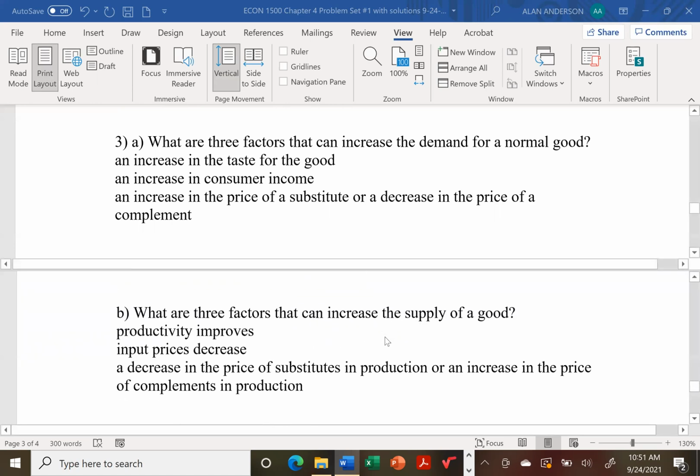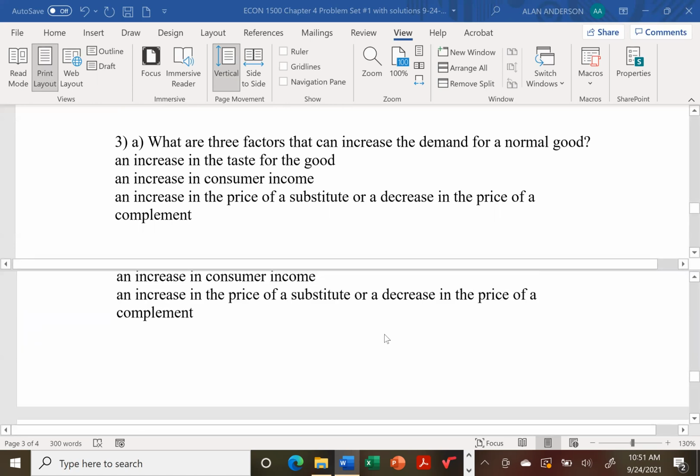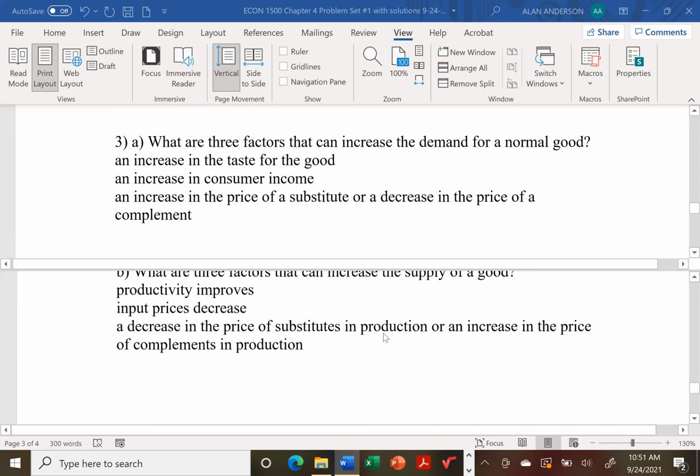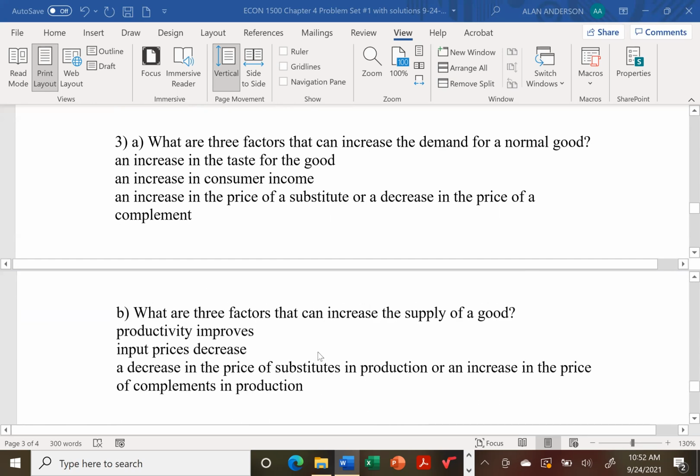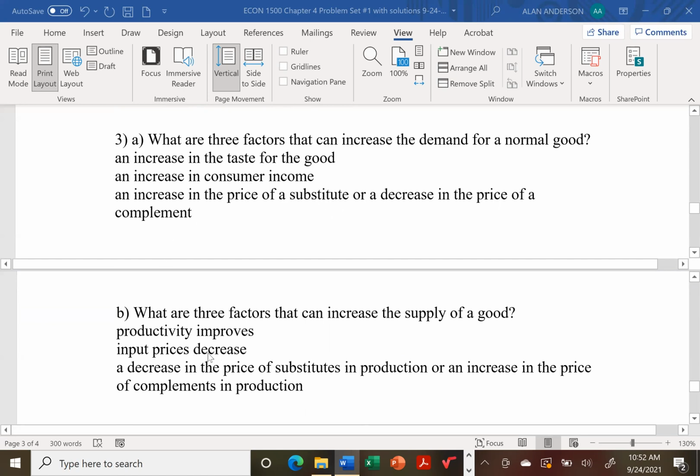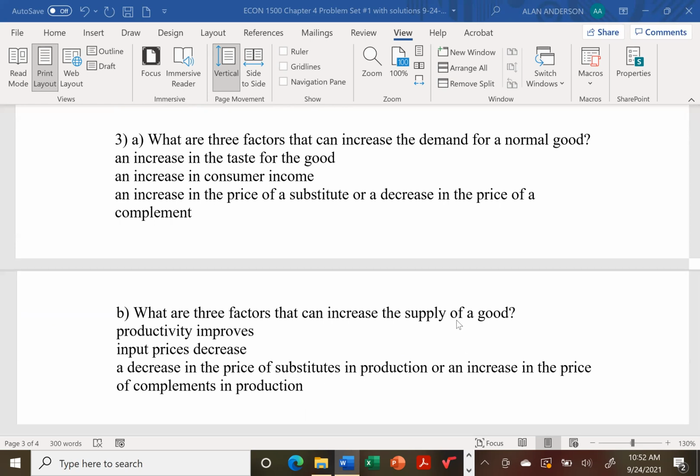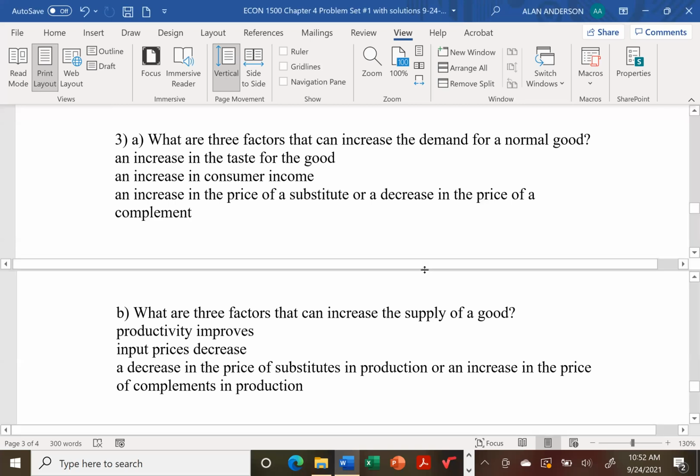When it comes to supply, here we go. It's just the opposite. Up here, there was an increase in the price of a substitute. Here, it's a decrease in the price of substitutes that can increase the supply. And same thing with complements. Up here, we had a decrease. Down here, we have an increase. So it works in the opposite direction because remember, the supplier is trying to make a profit. The consumer is trying to minimize the expense of buying goods and services. So if we forget, that's one way to remember. They're opposites.